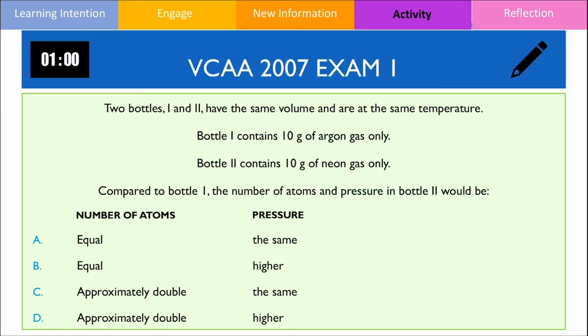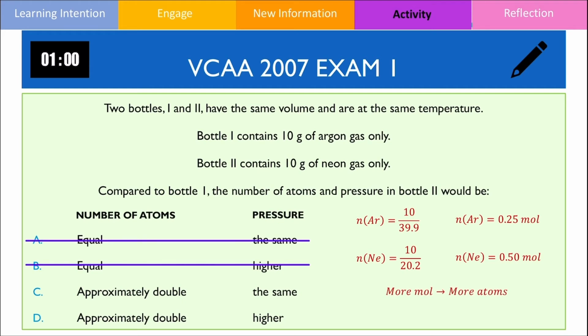In this question, you've got two bottles with the same volume and temperature. Each bottle contains different elements with the same mass, and we want to compare the relative number of atoms and pressure. To compare the number of atoms, we first need to find the number of moles of argon and neon. From these calculations, we can deduce that the number of moles of neon is double that of argon, hence we can eliminate options A and B.